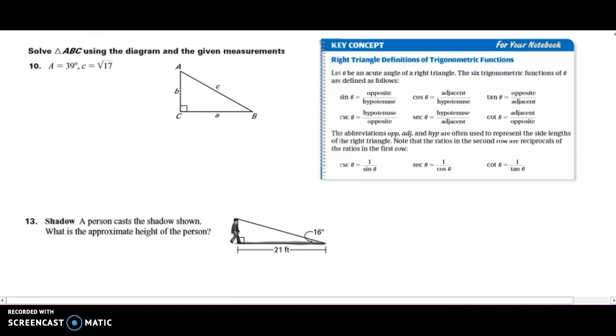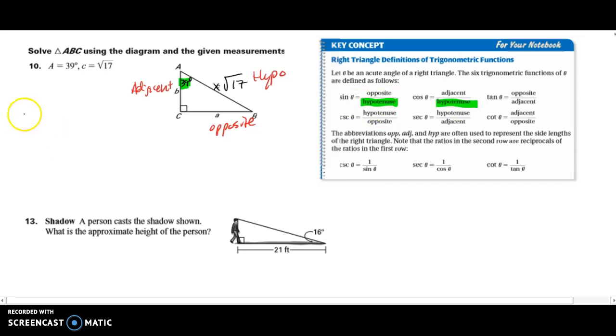All right, number 10 here, same deal. It says using the diagram to find the given measurements. So you can actually start finding all this stuff. So A is 39 degrees, so this is 39 degrees. And C is root 17. Okay, and then now here's theta. And so we need to label our sides. This is the hypotenuse. This is the opposite. And this is the adjacent. Okay, so we are given the hypotenuse. So the hypotenuse is here and here. So those are the two that I'm going to solve for.